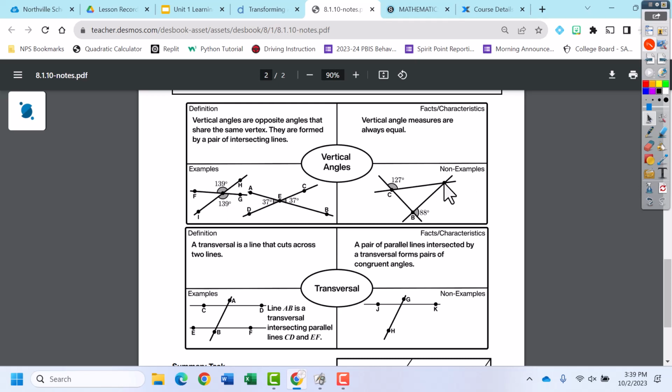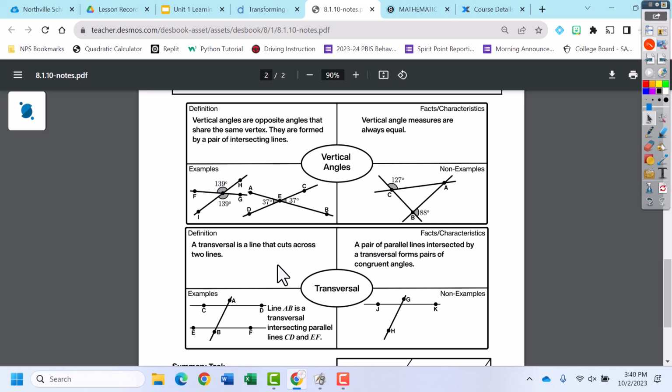Now, these are not examples of vertical angles. I mean, there's still some intersecting lines here, but these angles aren't opposite each other. They don't share the same vertex. So vertical angle measures are always equal as long as they're on opposite sides of this X made up by the two intersecting lines. And the other word I used was transversal.